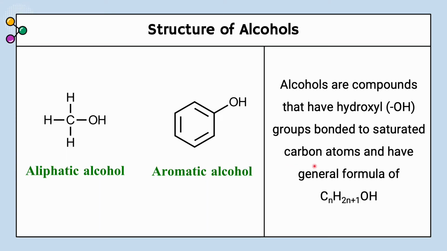So alcohol is any organic compound that has the hydroxyl group directly bonded to either aliphatic chain or aromatic chain. So if the hydroxyl group is directly bonded to an aliphatic chain, then that alcohol we call an aliphatic alcohol. And if the hydroxyl group is directly bonded to the aromatic chain such as benzene, then we will call it an aromatic alcohol.